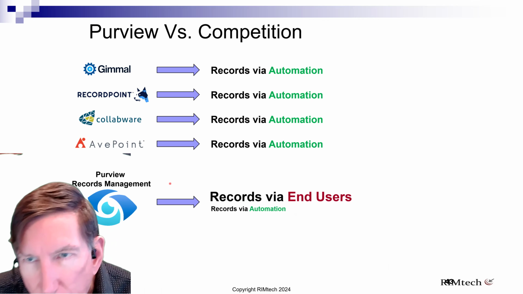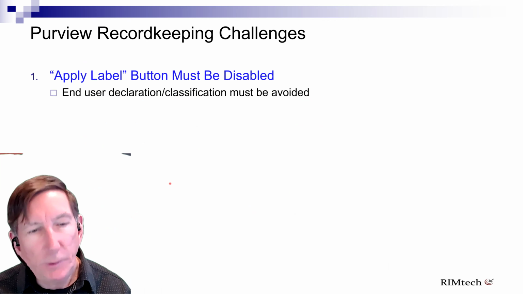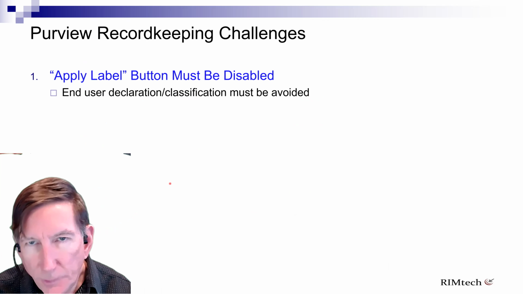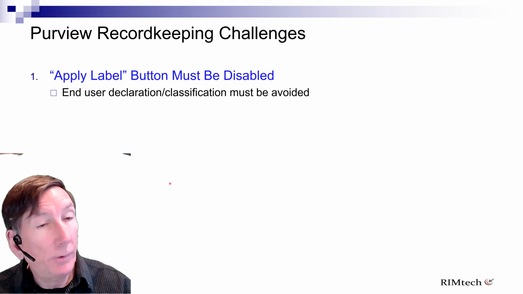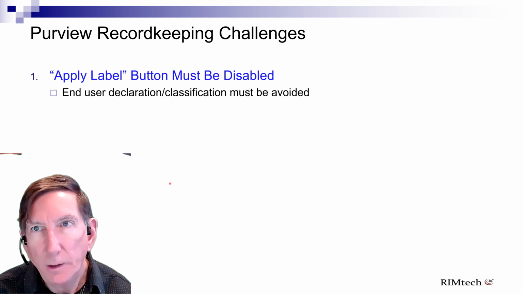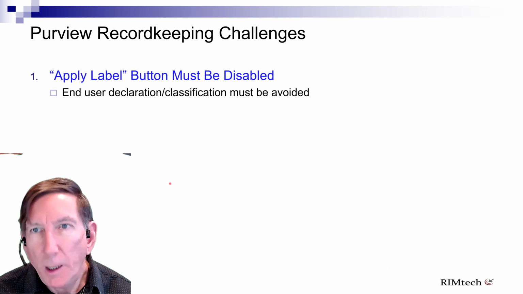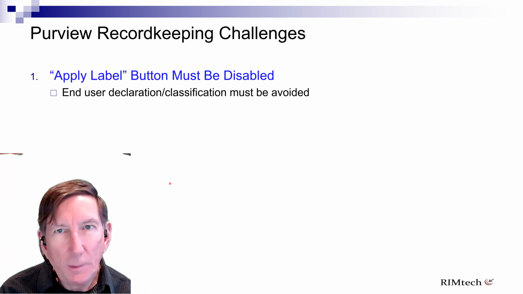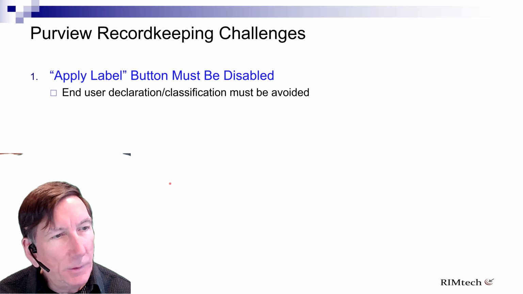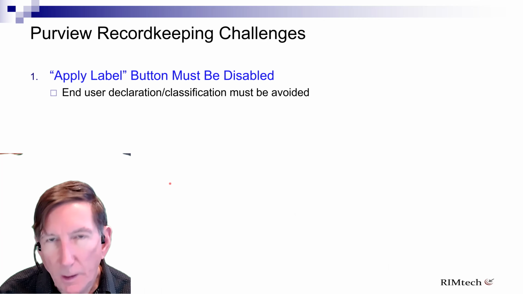Okay? So now, what are the unique challenges that you have with Purview? The premise of this session is to show you what you have to get right to make sure that you don't suffer those fatal flaws, right? So the first one is there's a button in SharePoint called Apply Label. Make it disappear. You don't want that button because if it's there, the users can decide what retention rule they want at any time. Can't have that.